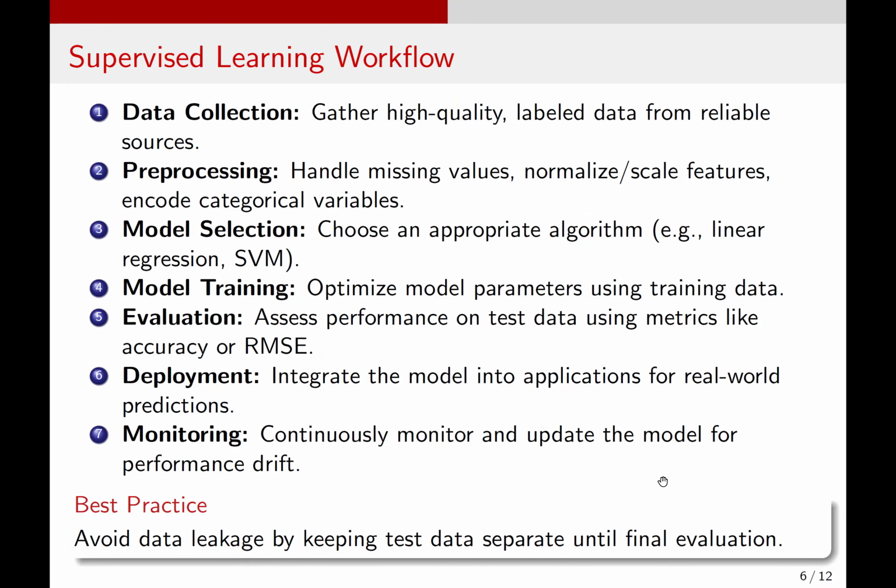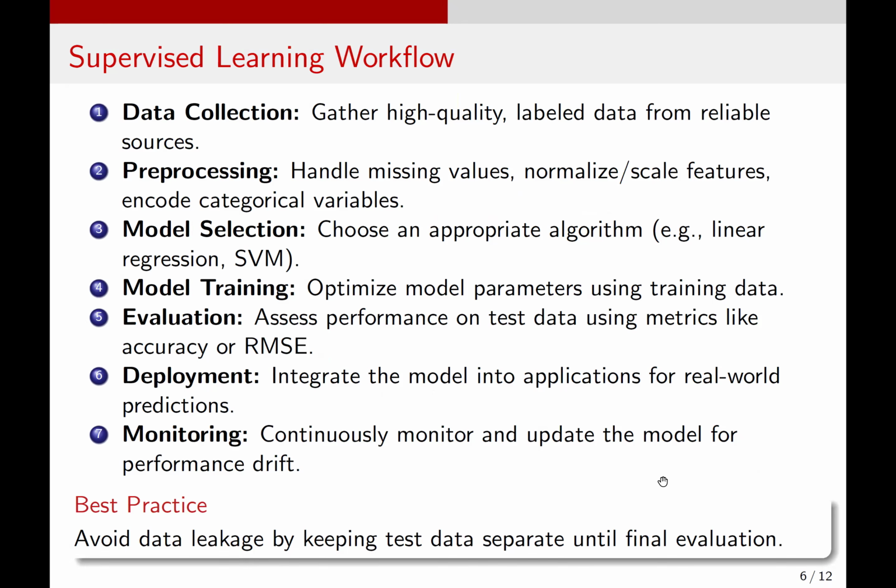Okay. So data collection: you want to gather high quality labeled data from reliable sources. And from there, you want to pre-process. If you look at my playlist on data analysis with Python, I talked a lot about using pandas to handle missing values, normalize and scale features, and encode categorical variables. A lot of scaling and normalizing will also come up here as we talk about machine learning, because you also have some functions in scikit-learn that can do this job, apart from what we've seen in pandas.